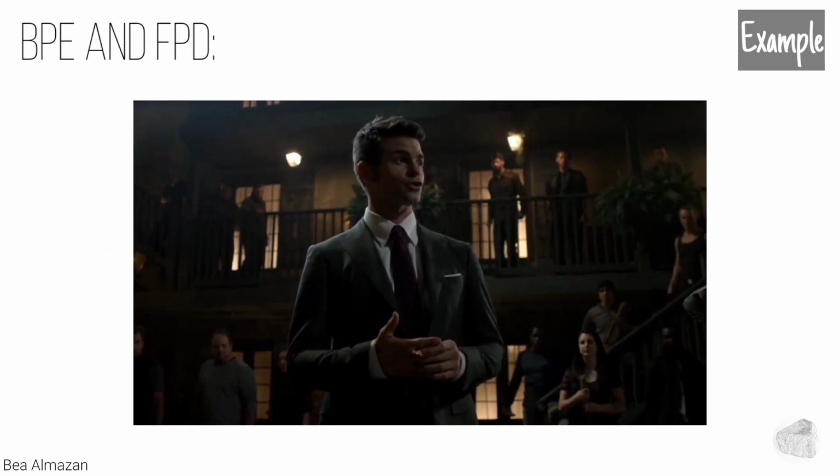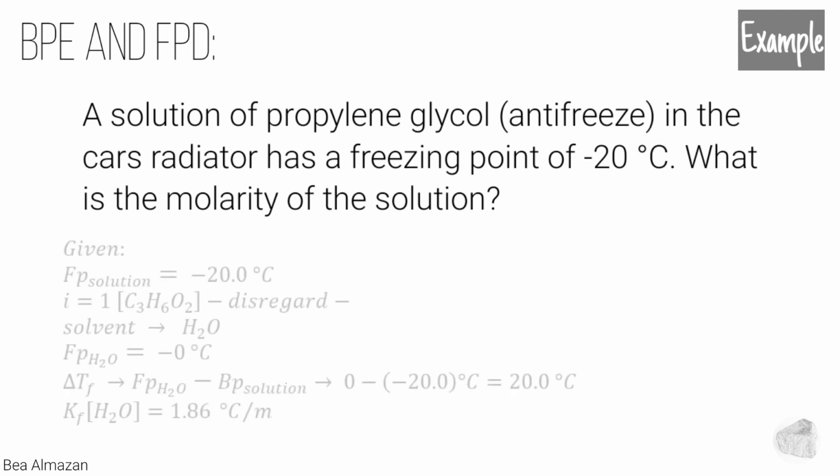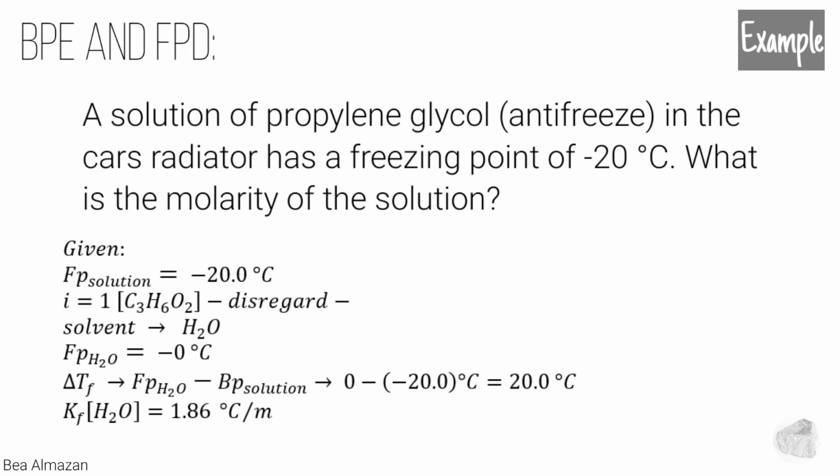Finally, let's try this one, shall we? A solution of propylene glycol antifreeze in the car's radiator has a freezing point of negative 20 degrees Celsius. What is the molality of the solution? Our given are the freezing point of the antifreeze solution, which is negative 20 degrees Celsius. The dissociation factor is 1 since it is only propylene glycol, so it is disregarded on our part. Next, the solvent of the antifreeze solution is water. Thus, its freezing point is 0 degrees Celsius, which can be subtracted from the freezing point of this solution, which results in 20 degrees Celsius, or the freezing point depression.